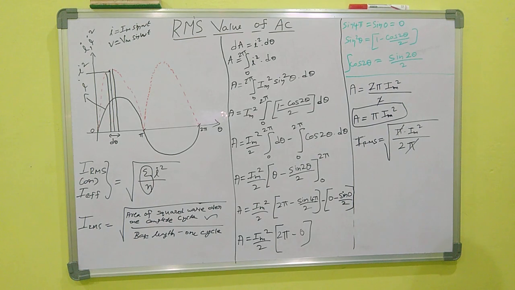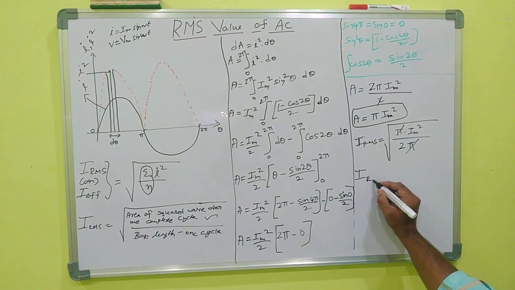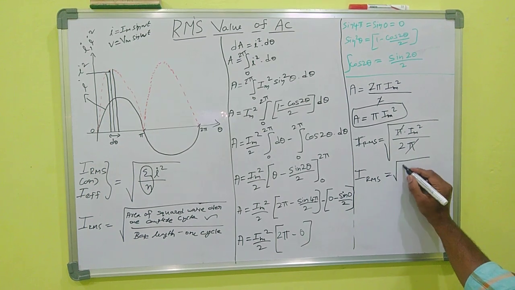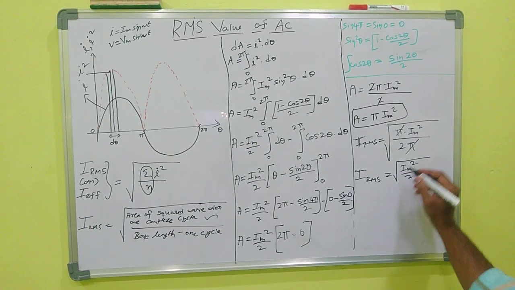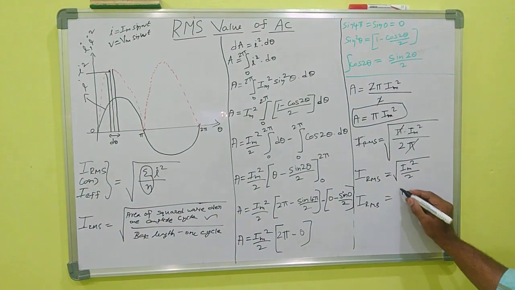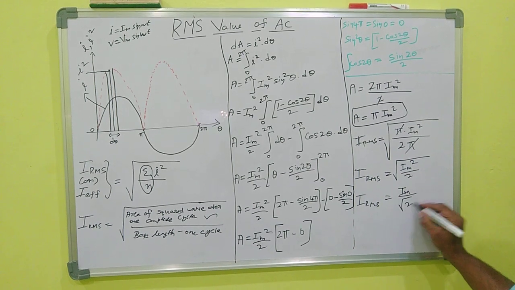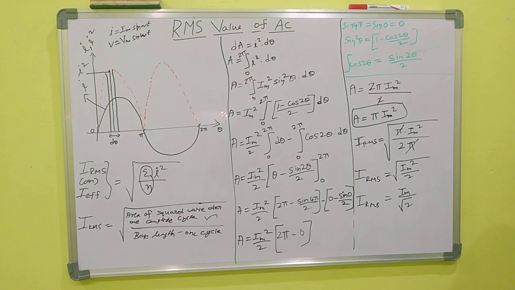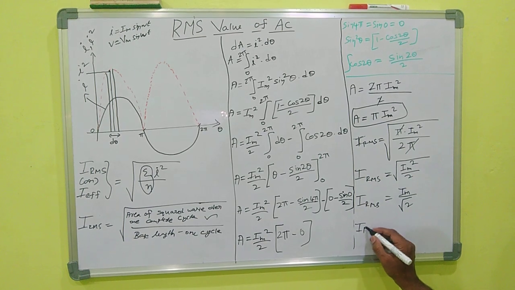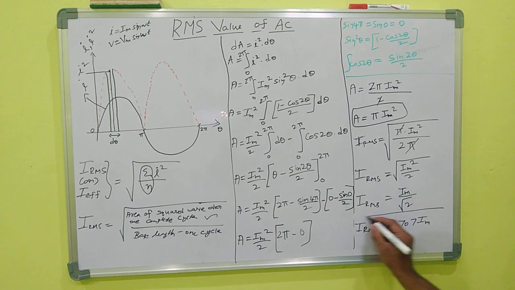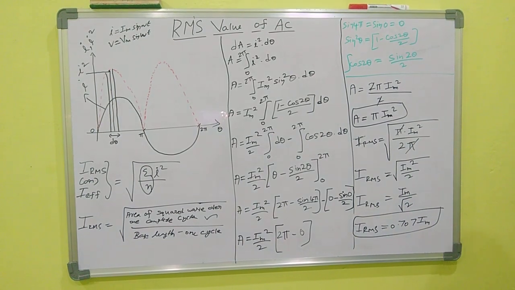Now pi gets cancelled. So the final expression is IRMS is equal to the root of Im square by 2. The square and the square root get cancelled. So then Im by root 2. 1 by root 2, the root value is 1.414, so 1 by 1.414. So the IRMS value is 0.707 Im. This is the final expression.